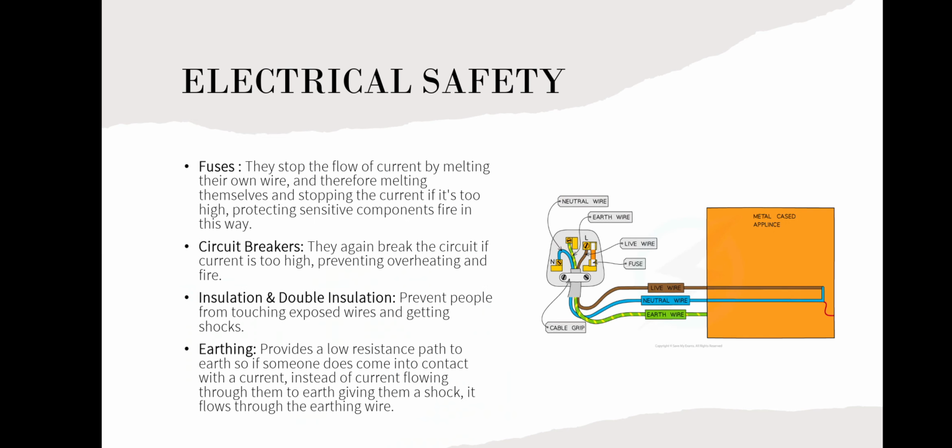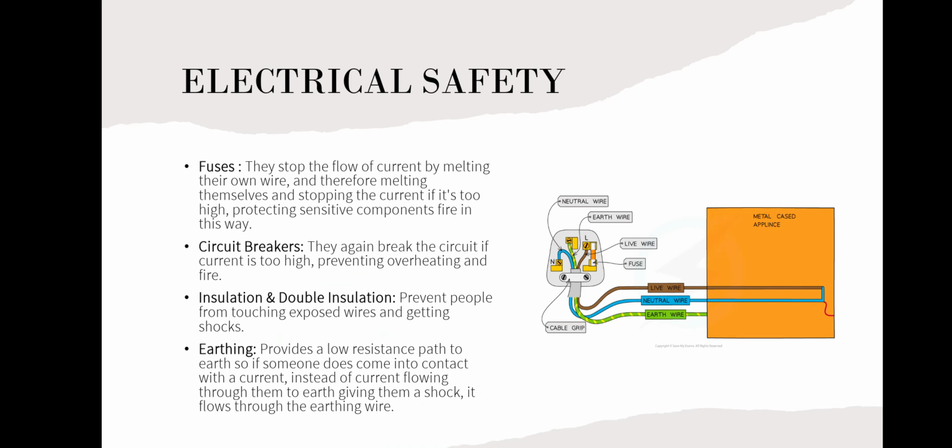Next up is electrical safety. So for the safety we have two devices. The first one is fuses. Now fuses stop the flow of current by melting their own wire and therefore melting themselves and stopping the current if it's too high. Because if the current is too high and components are functioning at too high a current, what will happen is that the wire will overheat and it can lead to fire. So like this, fuses protect sensitive components from overheating and prevent fire.